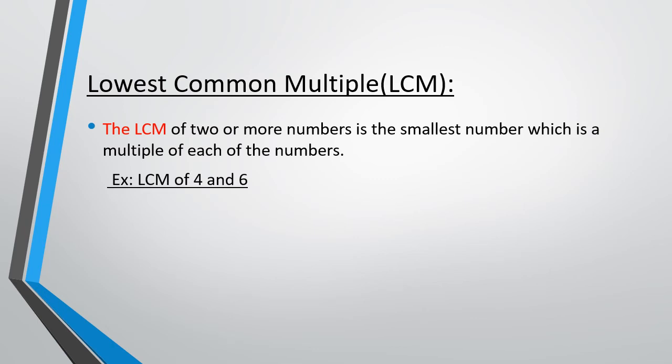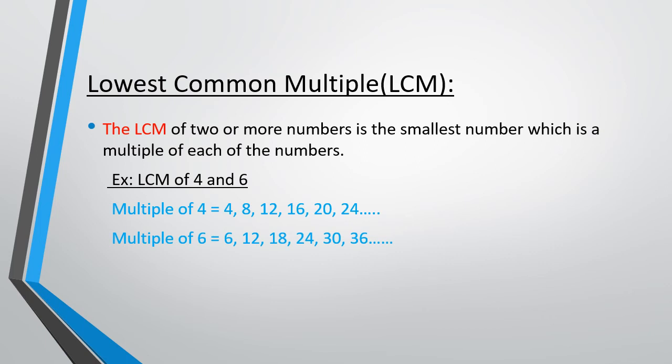LCM of 4 and 6. First I have to find all the multiples of 4. What are the multiples of 4? 4, 8, 12, 16, 20, 24, it goes on. All the answers of the 4 times table are the multiples of 4. Then I am going to find the multiples of 6, that is 6, 6 2s are 12, then 6 3s are 18, 24, 30, 36, and it goes on.